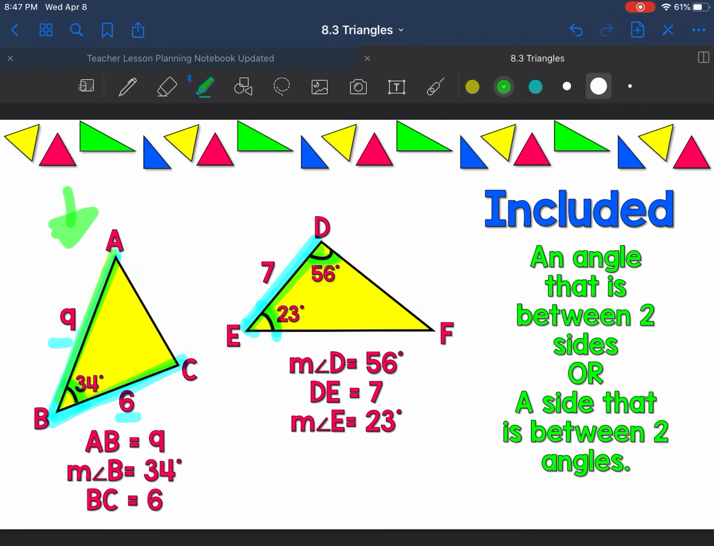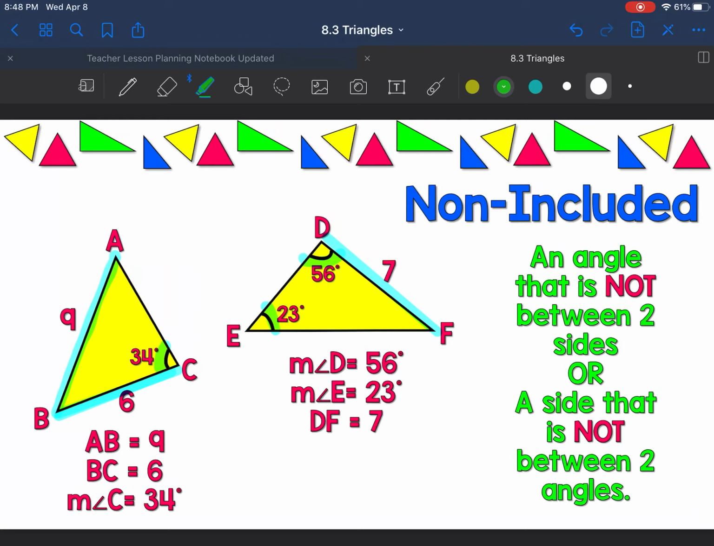If you think about it, right here, you could think about this as your side sandwich, with AB and BC being the slices of bread, and that angle B, that 34 degrees, would be the insides of your sandwich. The same thing with D, E, and F. Angle D and angle E would be like your bread, and that line DE, that 7, would be the inside of your sandwich. And then over here you just have bread, and that C, that 34 degrees, is just outside.